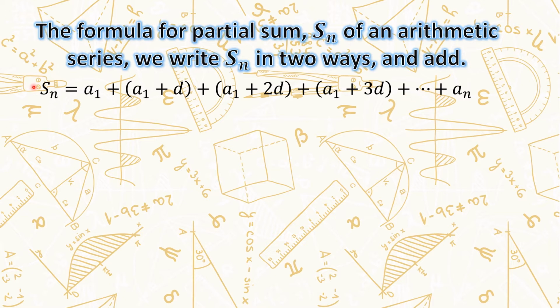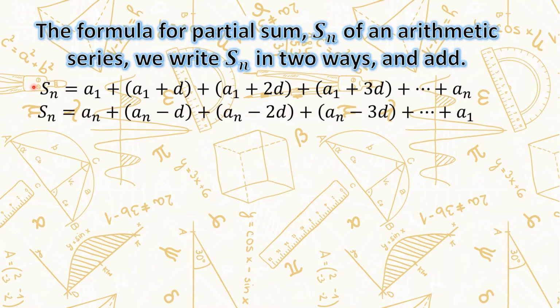The other way is to write S sub n with addends written in reverse order, beginning with A sub n, and to write the next term, subtract the common difference. Then the next term will be A sub n minus 2d, then plus A sub n minus 3d, and the pattern continues down to A sub 1.